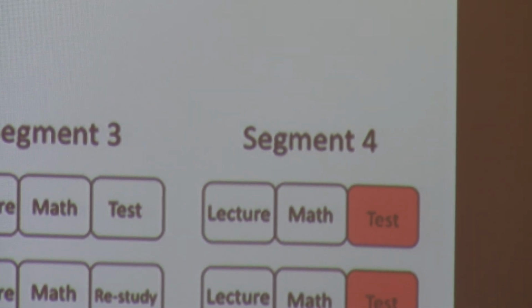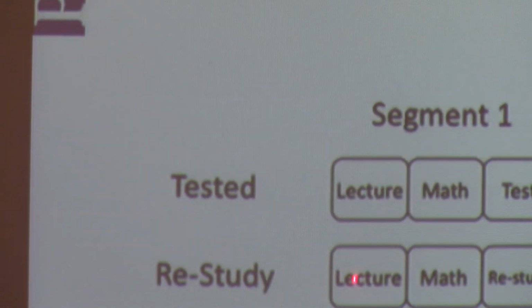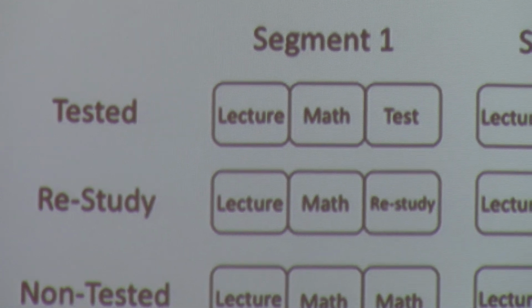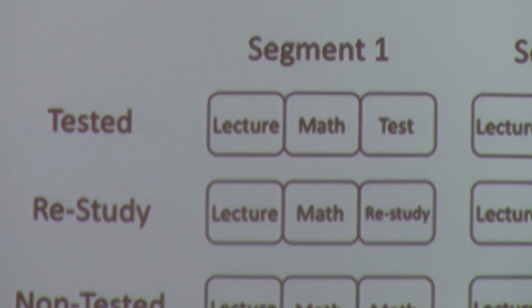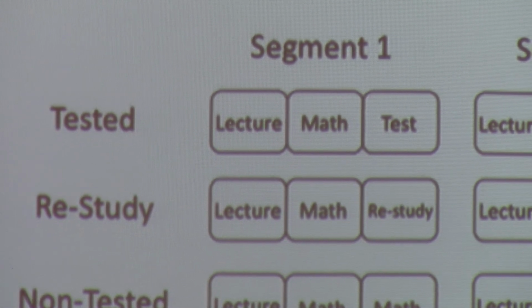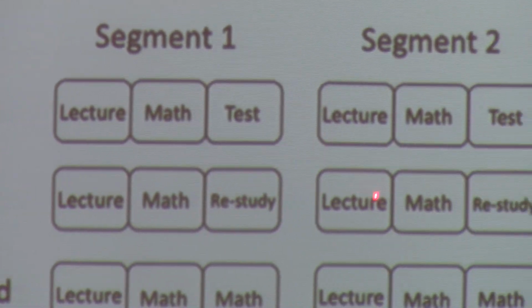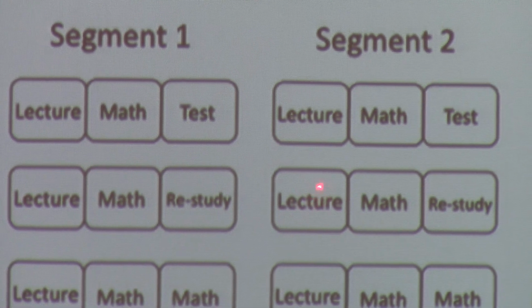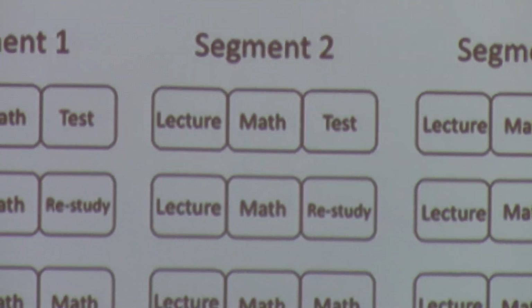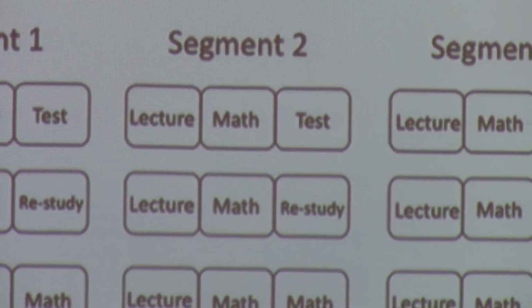In the restudy condition, they again watch the video segment, do a bit more math, but instead of being tested on that video segment they had just watched, they were basically given a summary sheet of the main points of the lecture that you just watched. Then they move on to watch the next video segment, do a bit of math, and then get again some summary points to read, and watch the third one, and so on and so forth.